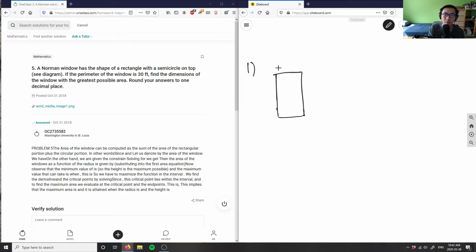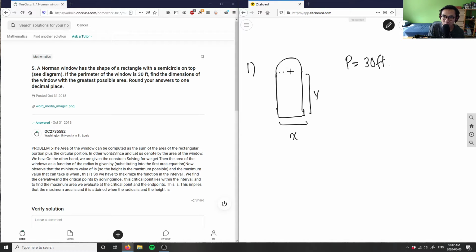There's a rectangle here with a semicircle on top here. And if I have here, the perimeter equals, so P here equals 30 feet. And it says find the dimensions of the window with the greatest possible area. So I'm going to assume that this here is my X value. This here is my Y value. And again, let me redraw this.